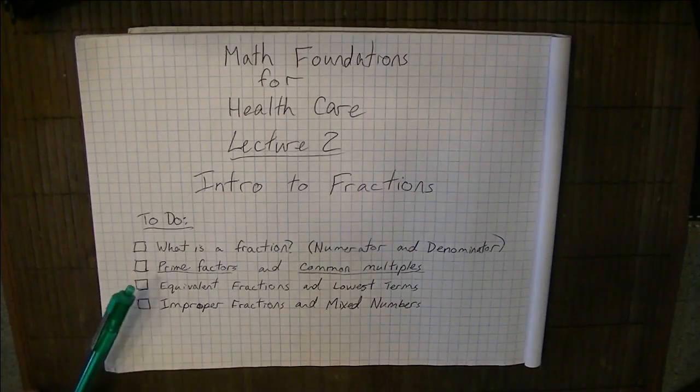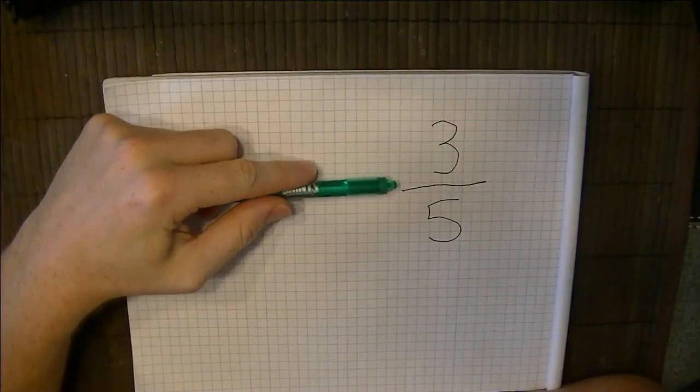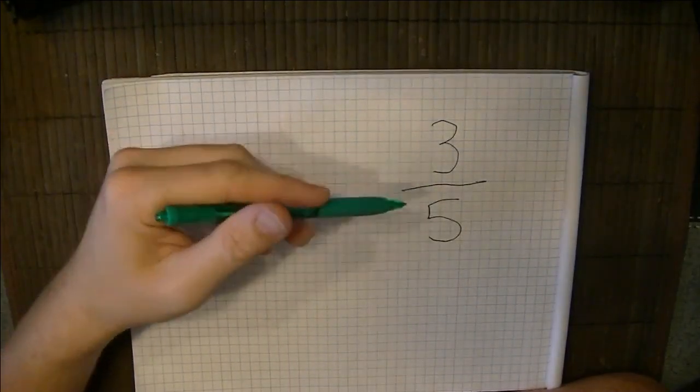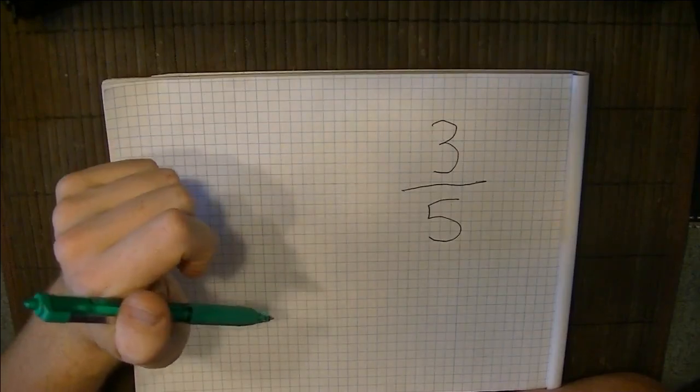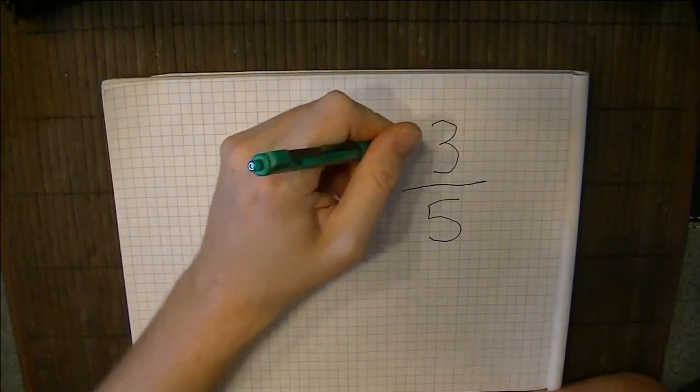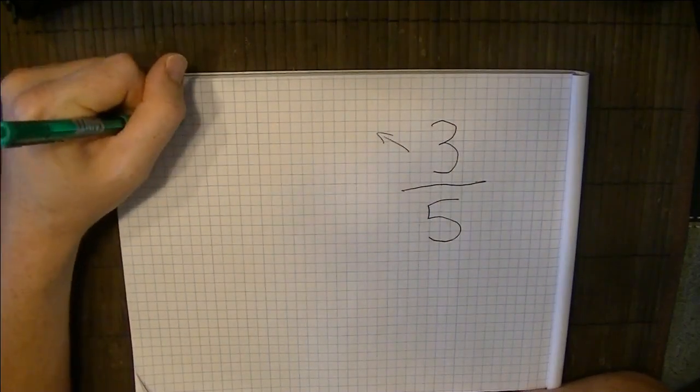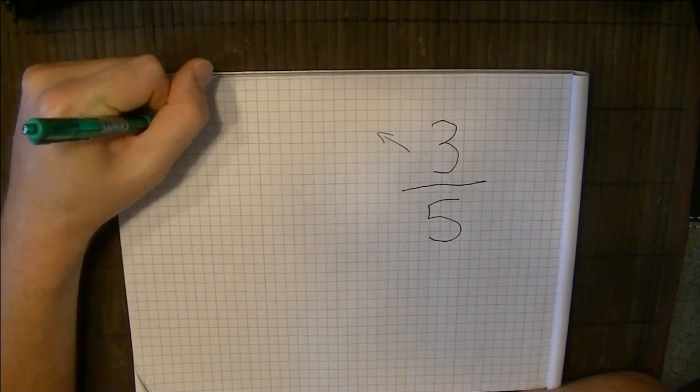Okay, so here we have a fraction. It is 2 numbers separated by this line. Let's start by defining what the different parts of this fraction mean. Let's start with this top number here. This top number is called a numerator.